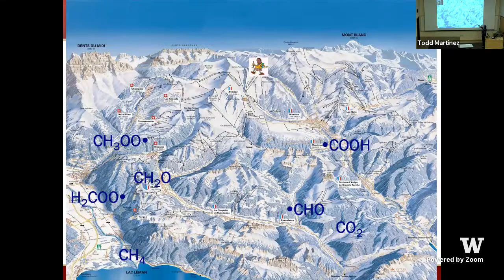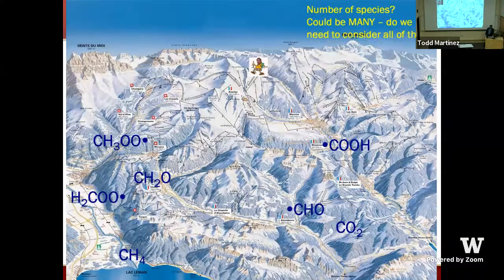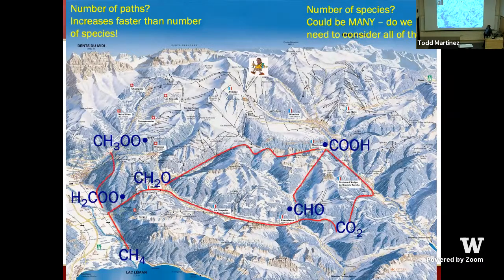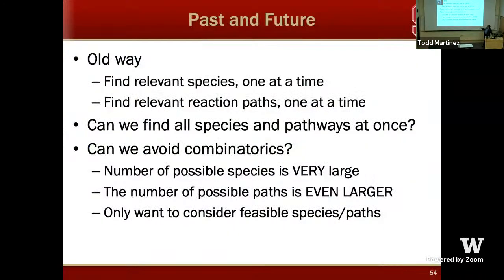It's going to be problematic because there are many, many, many paths all over the place here. Each of these waypoints is a molecule, if you want, on the surface. So the number of species could be many. We don't know if we need to consider all of them, we're going to be in trouble. And the number of paths is growing even faster than the number of species. And so we need some other way, right? The traditional way would have been to find the relevant species one at a time and find the paths one at a time. And we're going to try to avoid this.